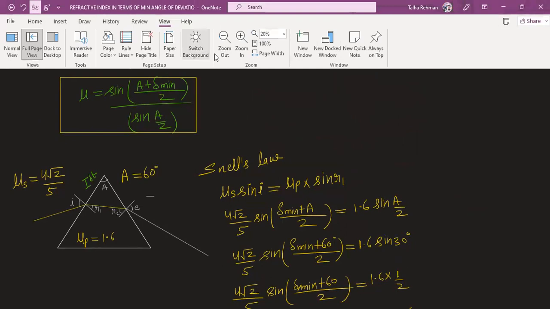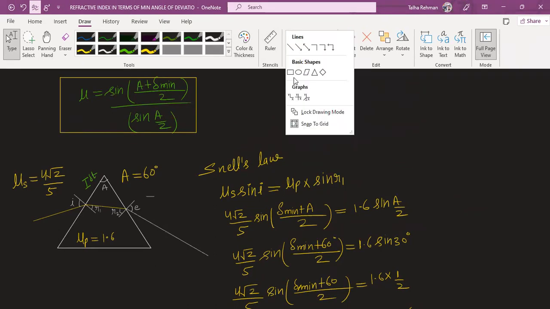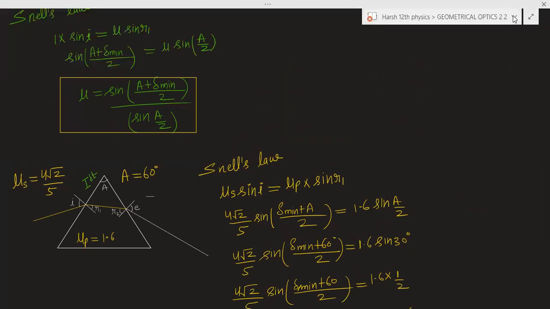So the ray diagram I will discuss in the upcoming classes, after one or two classes we'll discuss that, but I'm just discussing the numerical part here. So that is a real problem here.